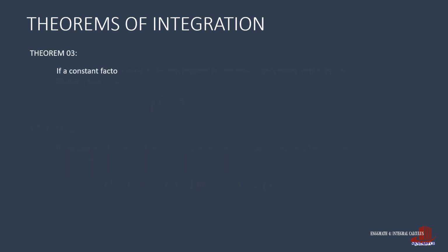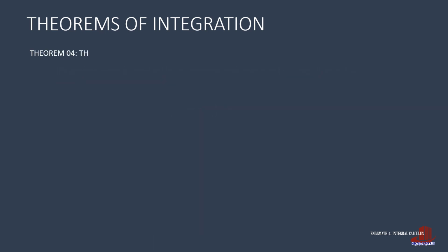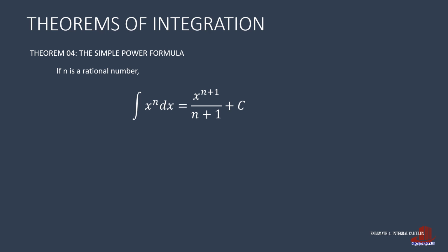The third theorem focuses on the constant. It states that if taking the integral of a derivative with a constant, the constant can be extracted out of the integrand. The fourth theorem is called the simple power formula, where if the differential is with an exponent n, its integral is taken as x with 1 added to its exponent. Then it is divided by the new exponent.